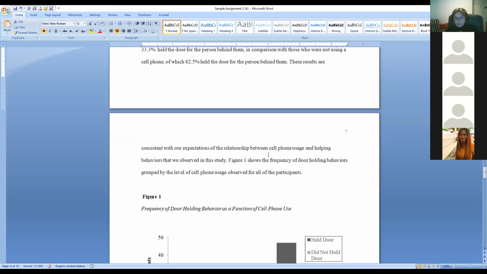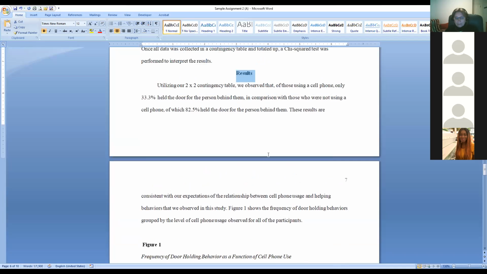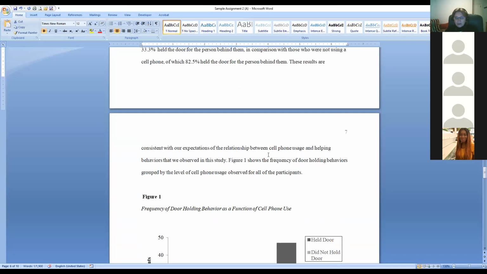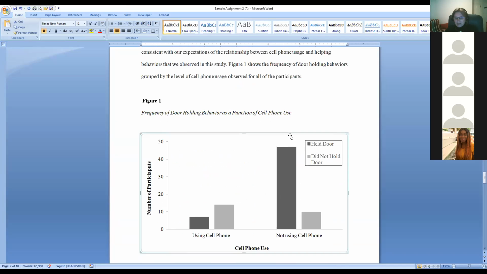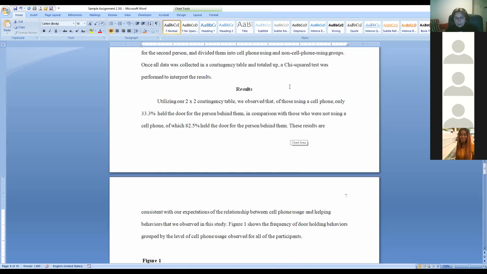So the results basically have two things. They have the descriptive statistics, which is in your case really just the figure that was created for you with your data in the Excel template for chi-square. So what are they doing? They're saying we're using a 2x2 contingency table. We observed that of those using a cell phone, only a third held the door. So you can now take your numbers and convert them into percentages, for example, and write that in the text.